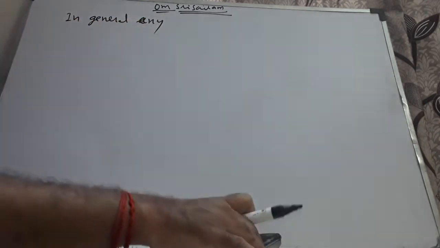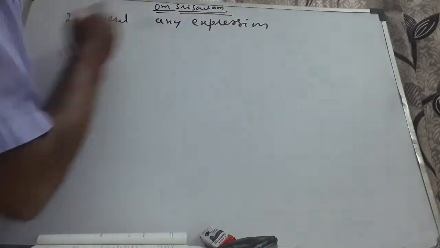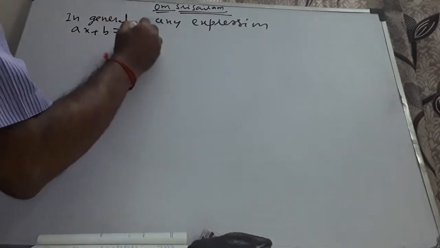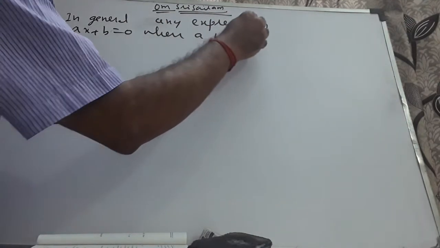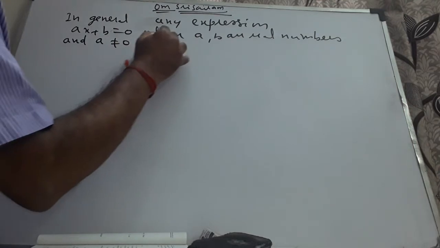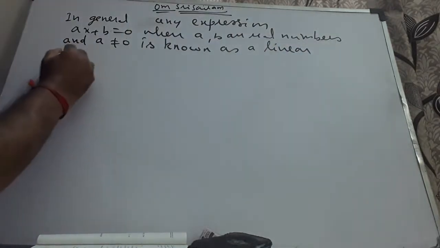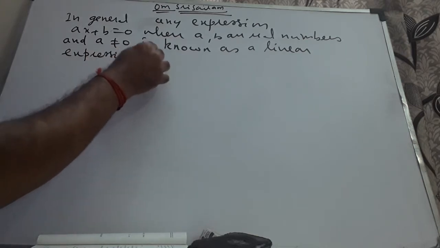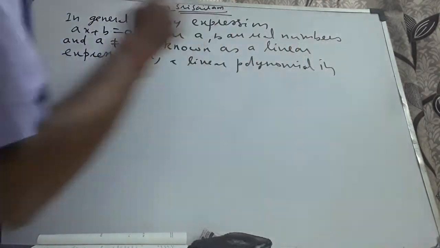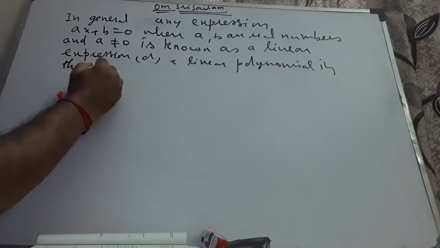In general, any expression ax plus b is equal to 0, where a, b are real numbers and a not equal to 0, is known as a linear expression or a linear polynomial in the variable x.